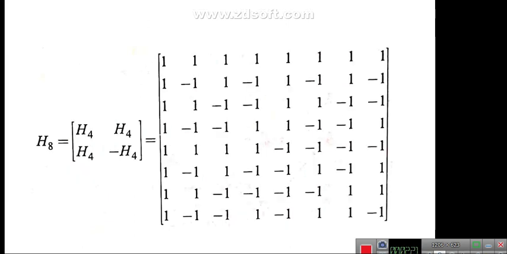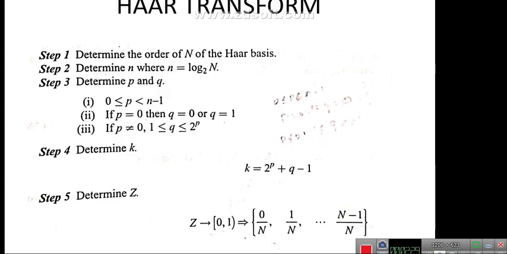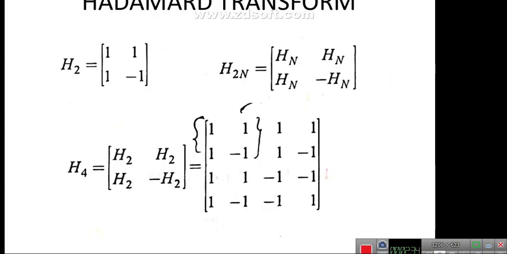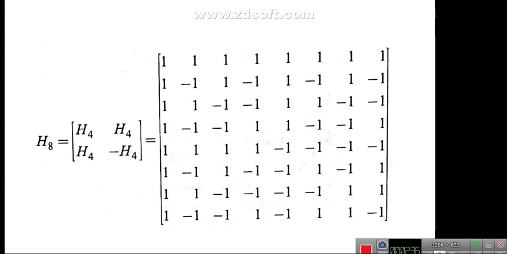Now you substitute H4, so here H4, H4 and H4. We substitute all the coefficient values, but for minus H4, change the coefficients and substitute. Then this is the Hadamard transform for H2, H4 and H8, I mean n equal to 2, n equal to 4 and n equal to 8.